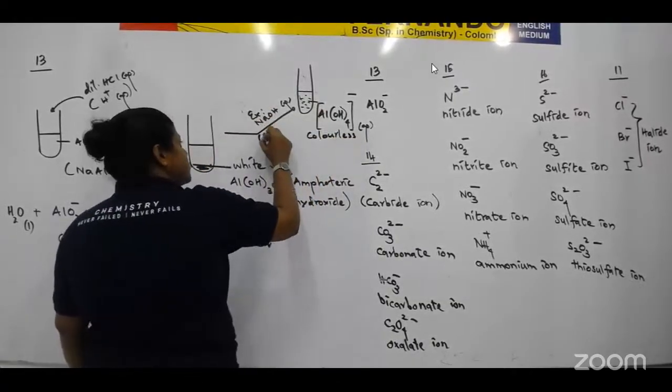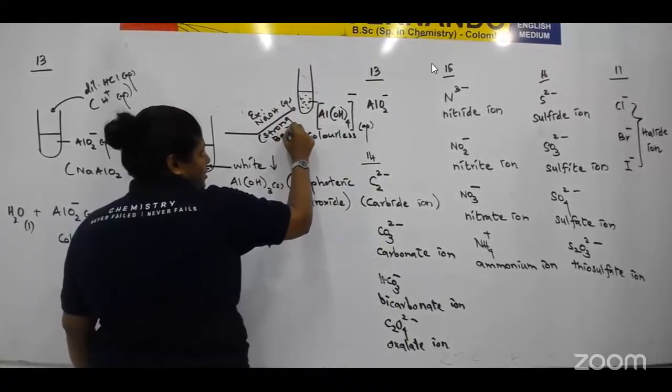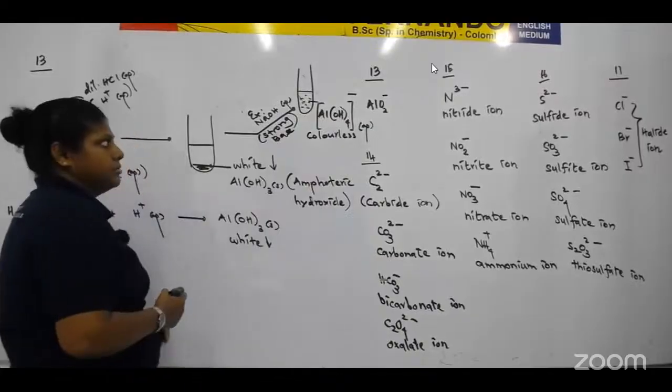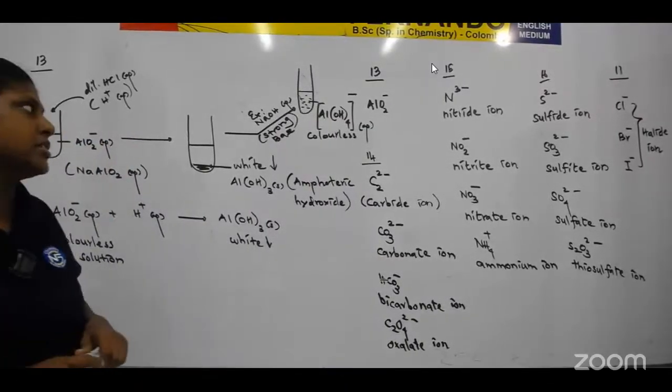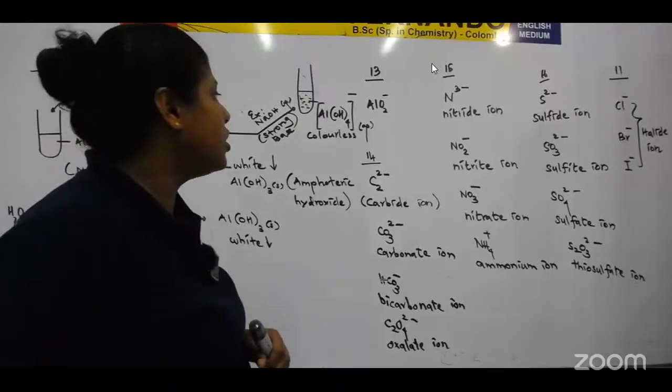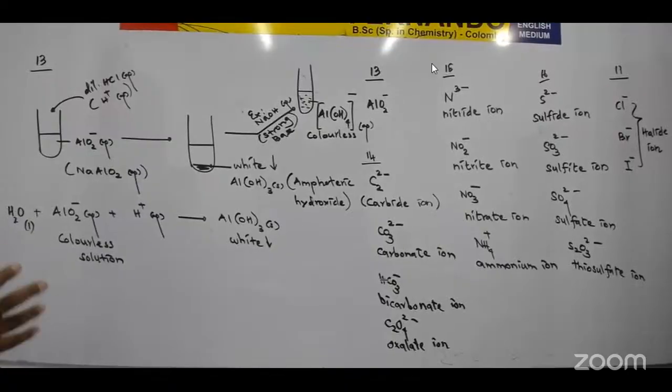So this is a strong base. Sodium hydroxide is a strong base. All the bases formed by first group elements are strong bases. So when we add a strong base to the amphoteric hydroxide, it gets dissolved.